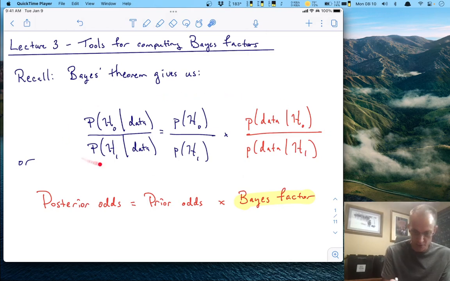Now, this equation looks a bit daunting, but basically all it says is that after you observe some data, the posterior odds in favor of one model over the other, here I have it cast as the null H0 over H1, those posterior odds can be found by taking the prior odds, that is the probability of each model before observing data, and multiplying by this updating factor. And that updating factor is what we call the Bayes factor.